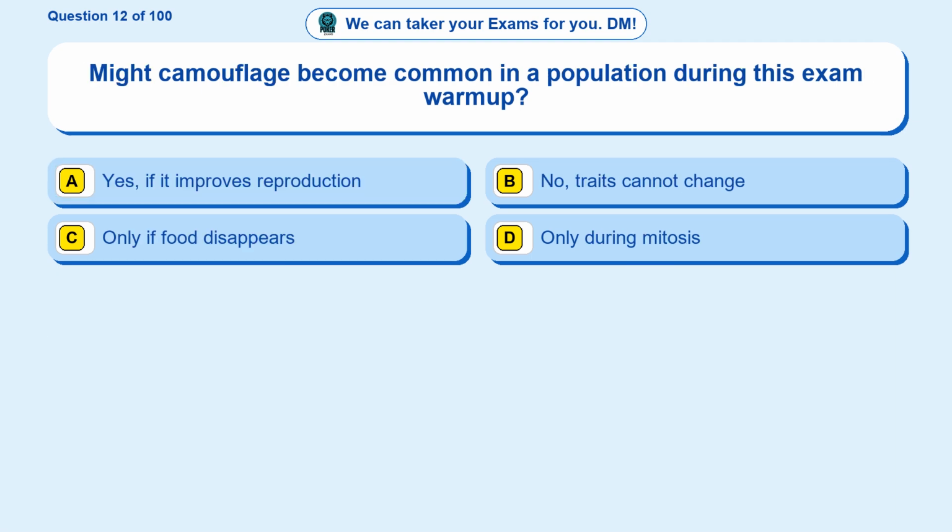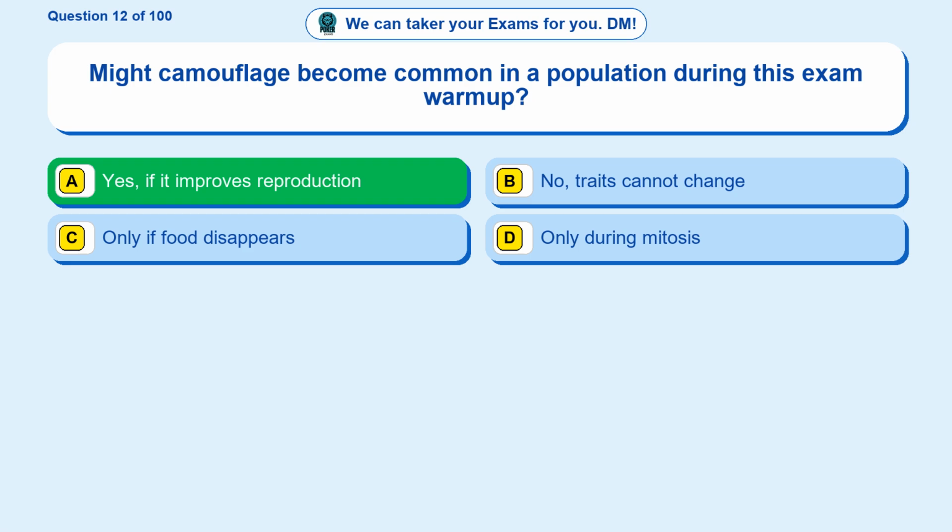Question 12. Might camouflage become common in a population during this exam warm-up? Option A. Yes, if it improves reproduction. Option B. No, traits cannot change. Option C. Only if food disappears. Option D. Only during mitosis.